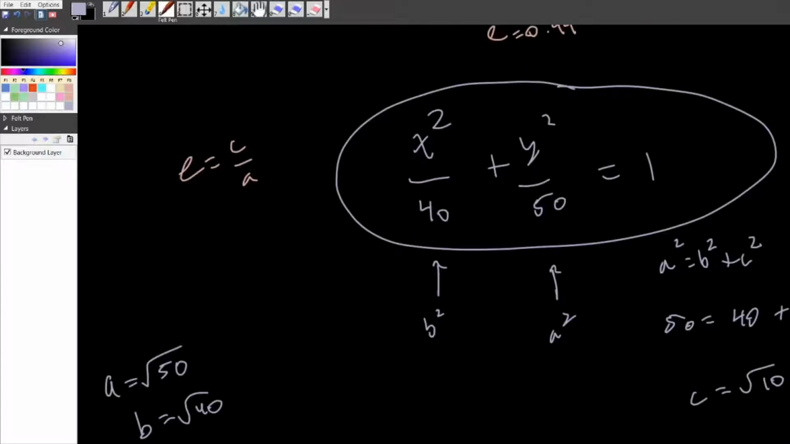So e equals c over a, and that's square root 10 over 50, or square root 1/5. And the numerical value of that is 0.447. It is mildly elliptical. Okay, so now we know about eccentricity.